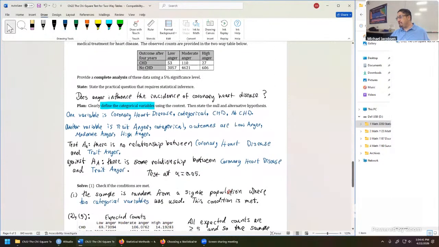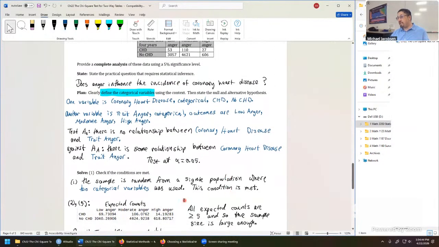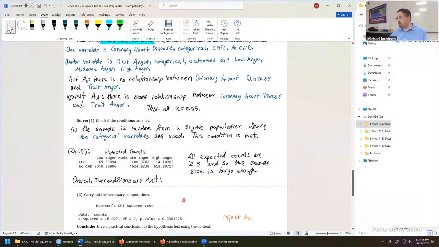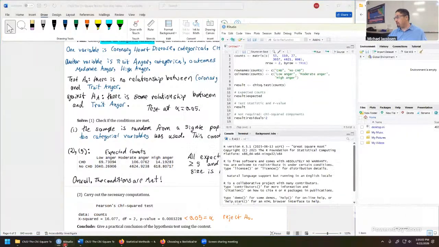But let's recall what we did next. We import the data into RStudio, which was allowing us to find the expected counts. This allows us to check the conditions. And then it gave us the chi-square test statistic and the p-value. We found that it was highly, highly significant. The syntax is on these notes, but let's also pull it up here in RStudio.